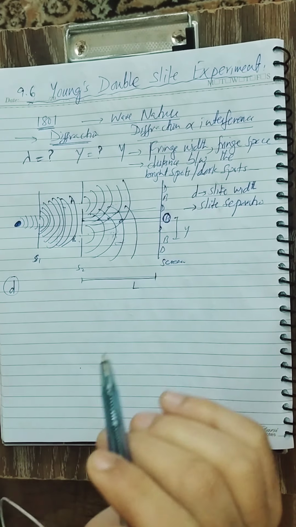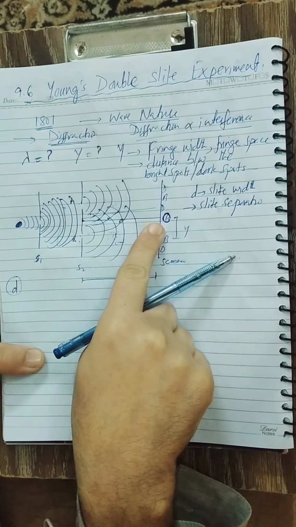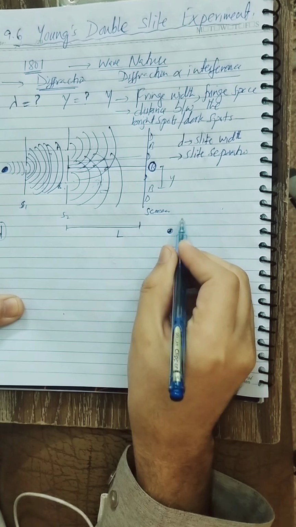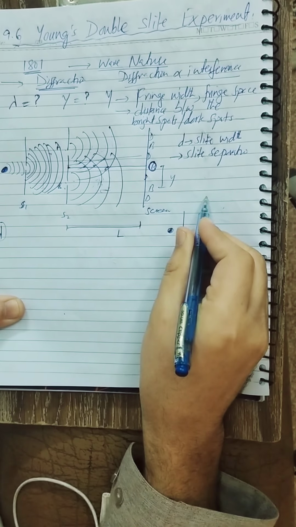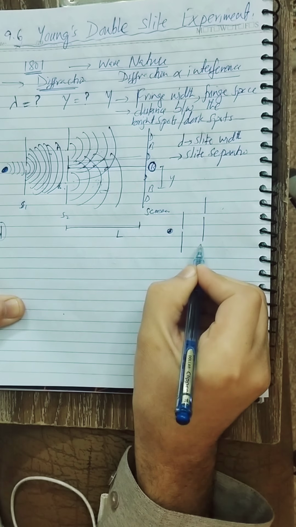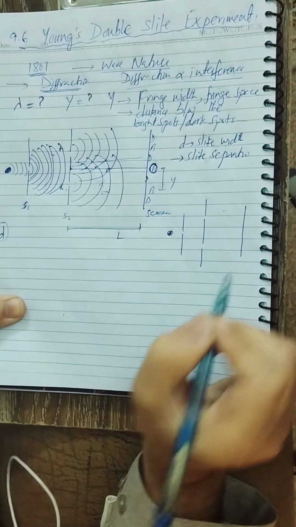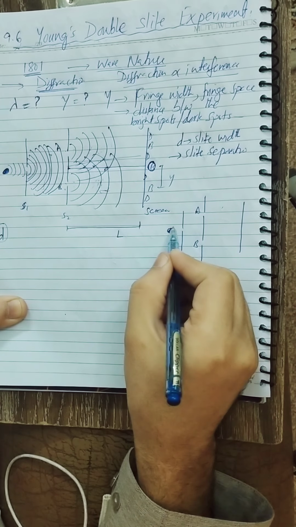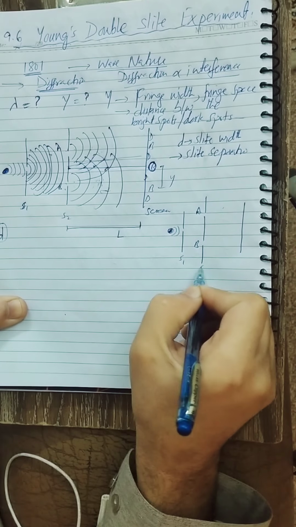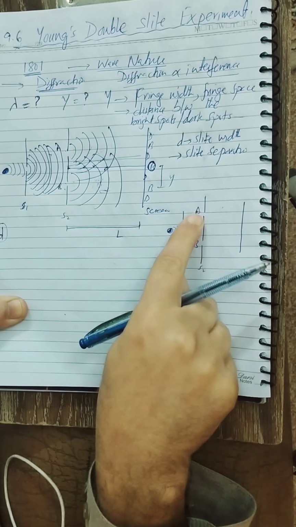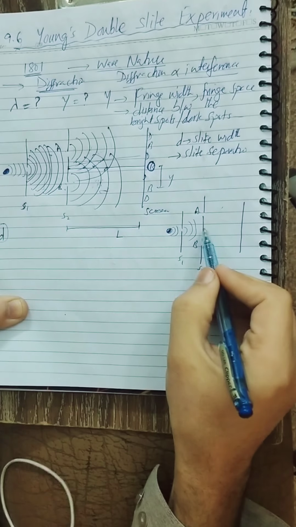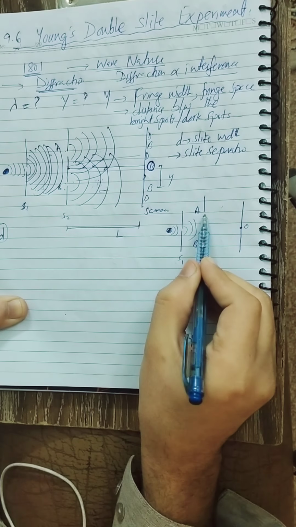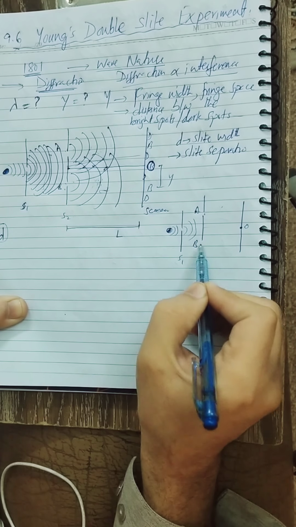If someone asks you why the middle spot is bright, look at the diagram again. This is the primary source. This is slit S1. This is slit S2. This is the screen. This is opening A, this is opening B. Whenever the light falls on slit S1, it gets diffracted and falls on A. This is the middle point O. So the light will come from A to O and from B to O.